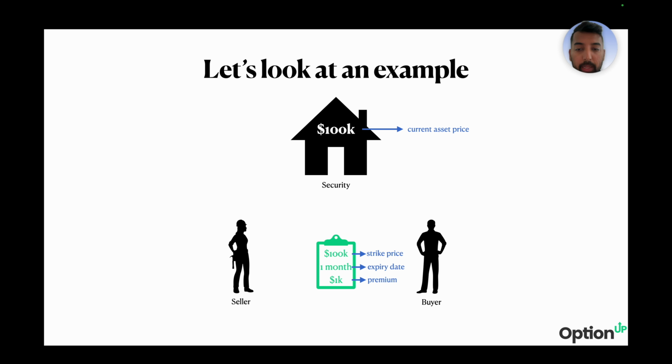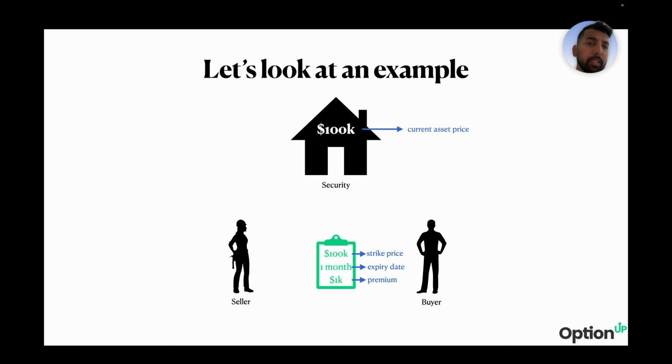So what does that mean? This basically means that the seller is willing to sell this house for $100,000, no matter what the price of the house is going to be for the next month. So for the next month, if the house is $200,000 at any given point, the buyer still has the option to buy that house for $100,000. And for that ability, the seller is going to charge a $1,000 premium.